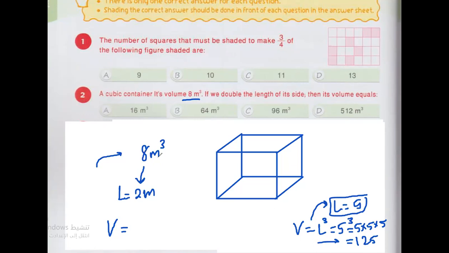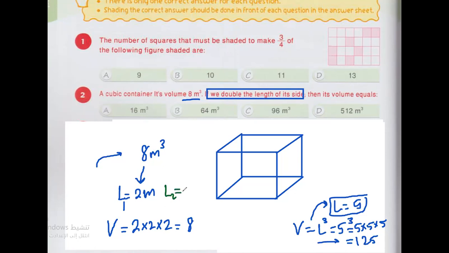Now the volume is 8, so the length is 2. Why? Because when I want to find the volume, 2 times 2 times 2, you repeat it 3 times, you get the same volume, that's 8. Okay? Now we found the first length is 2. Then what does the question say? If we double the length of the side, what is the new length, Zainab Ismail? If it doubles, what do you think?